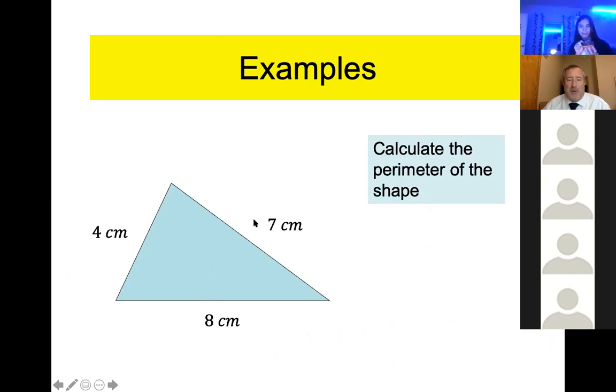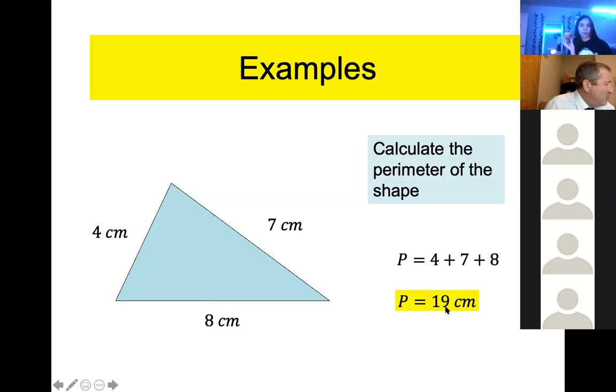So that's a 4 plus a 7 plus an 8. Remember, addition is commutative. You can add them up in any order you want. So maybe there's a way of adding them up that makes your life easier. I like adding up even ones first. 8 plus 4 is 12. Plus 7 is 19. Therefore, we get 19 centimeters. Make sure you put the units. If there are no units listed, then you will put the word units.